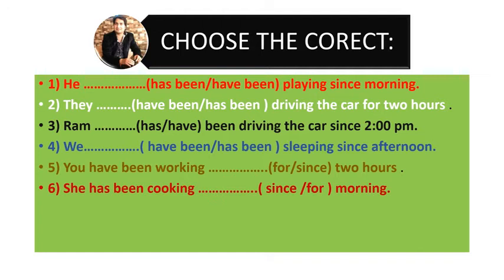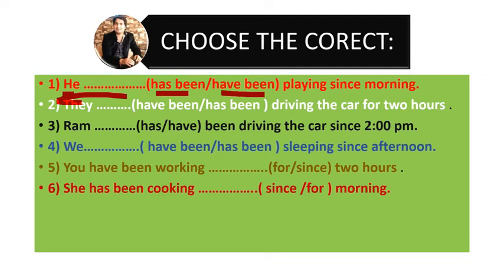Now students, let us discuss some examples. Choose the correct one. Here there is the word he, and when there is the word he, we have two options, has been and have been. We have also discussed in an earlier sentence that he is third person singular. So here you can use has been. So this sentence can be: he has been playing this for me.